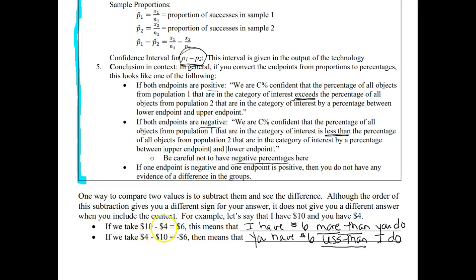So although the order of subtraction gives us a different sign on our number, it does not give us a different answer when we include the context. The statement I have $6 more than you do and the statement you have $6 less than I do mean the exact same thing. So the order of subtraction actually does not matter when we include the context in a given problem.